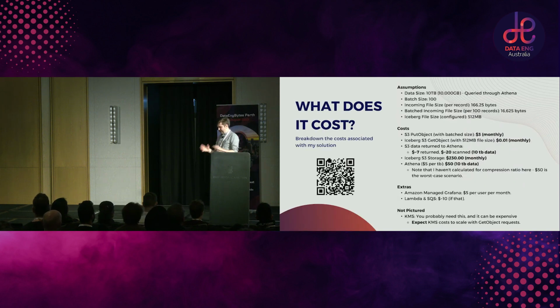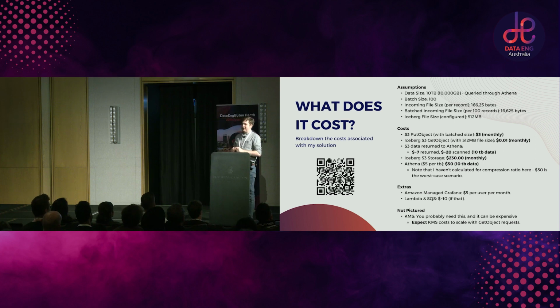So I guess, what does it cost? That's probably what most people are thinking. We'll use an example of 10 terabytes. If you wanted to query 10 terabytes through Athena, you've got about 16 kilobytes per file, and your Iceberg file size is configured to 512 megabytes. So you'd be looking at about $3 monthly for the put objects uploading, about 1 cent for the get objects, and that's because of the compacted nature of those files. The actual data queried is probably $27, $30, I found.